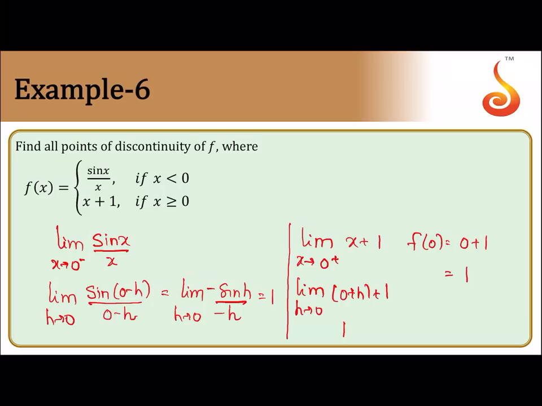So you replace x by 0 minus h. So you get sin minus h is minus sin h by minus h, which will give you 1. Limit h tending to 0 sin h by h is 1. So left hand limit is equal to right hand limit. This is left hand limit. This is right hand limit. This is value of function. All three are equal. So function is continuous at x equal to 0. There is no point of discontinuity.